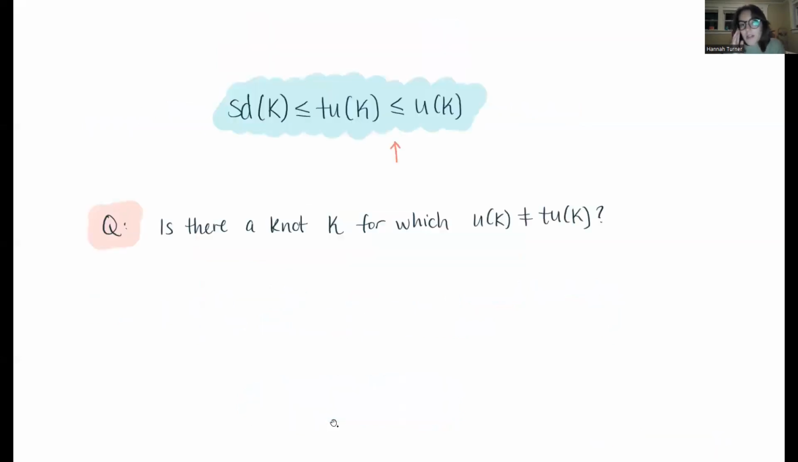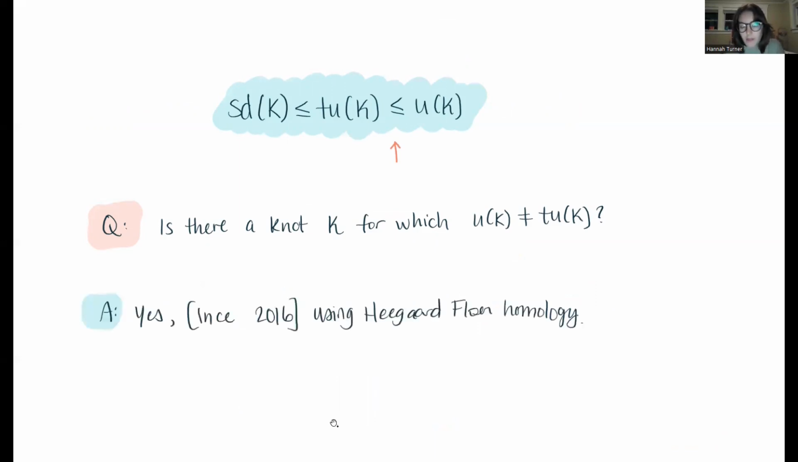And so a natural question is, you would hope that these are not all the same, otherwise they're not very interesting invariants. So we want a knot where, for example, we know that the unknotting number is not equal to the untwisting number. And these exist. So Canaan found some and proved that the unknotting number is larger than the untwisting number using Heegaard Floer homology. They actually found that these invariants can be arbitrarily different.